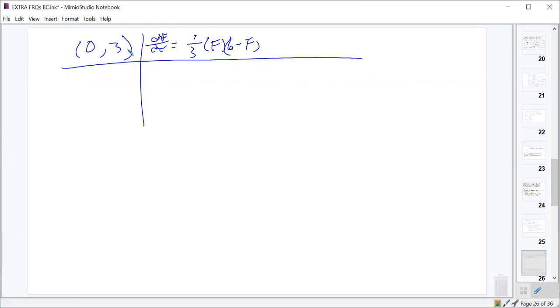So if f is 3, that's going to be 1/3 of 3, which is 1, times 6 minus 3, which is 3. And we're going to multiply that by our step. Our step is a half. And so that's going to mean that we're going to increase our value for f by 3/2. And so our next point will be 1/2, and that'll be 9/2. Everybody good with the first part of that there?